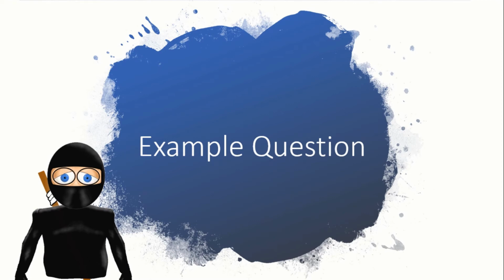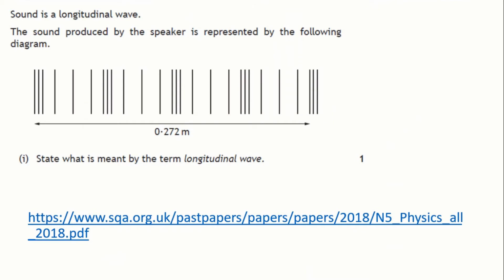Lastly, I would like to go over an example question. This one's from the 2018 SQA past paper. You can find the link to the past paper on the screen. It says that sound is a longitudinal wave, and it gives you a diagram. You can see in the diagram that there are areas that are squeezed together and other areas that are stretched apart. This is a classic diagram of a longitudinal wave.